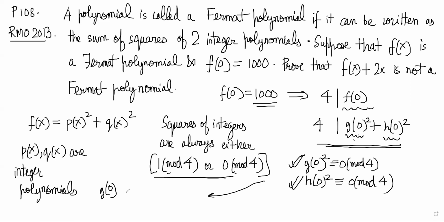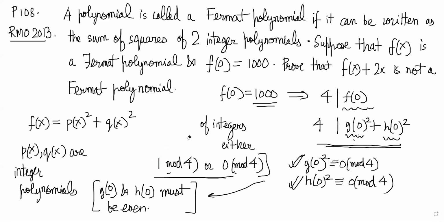So that means that g of 0 square and h of 0 square must be 0 mod 4, which implies that g of 0 and h of 0 must be even. Then only the square will be divisible by 4. There is no other way. So g of 0 and h of 0 are 0 mod 2. That is what we have figured out so far, right?